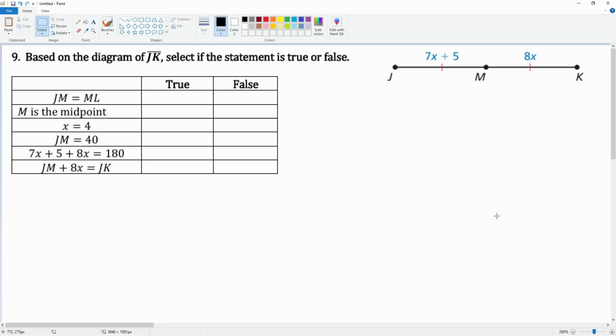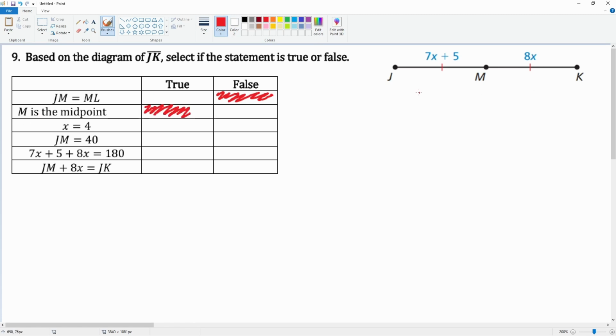All right, let's take a look at number 9. Based on this diagram of JK, let's see if these statements are true. Do you believe that JM is equal to ML? Well, this is false. There is no ML. This is MK. Is M the midpoint? That is true.